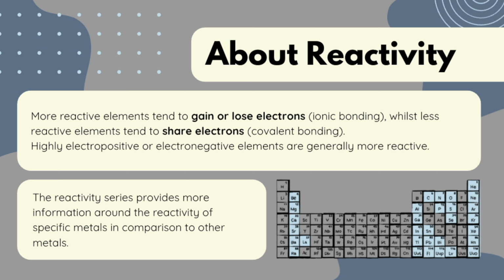Reactivity is all about how easily an atom can lose or gain electrons. Highly reactive elements often form ions, either by losing electrons, like metals, or gaining them, like nonmetals. Elements that tend to share electrons are less reactive and usually form covalent bonds.